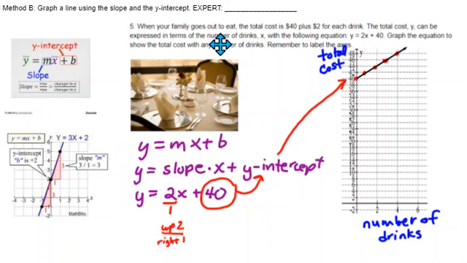You and your family go out to eat and the total cost is $40 plus $2 for each drink. The total cost y can be expressed in terms of the number of drinks x with the following equation: y equals 2x plus 40. Graph the equation to show the total cost with any number of drinks and remember to label the axes. So I always forget to label the axes, so I'm going to do that first.